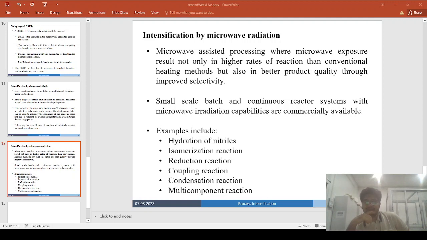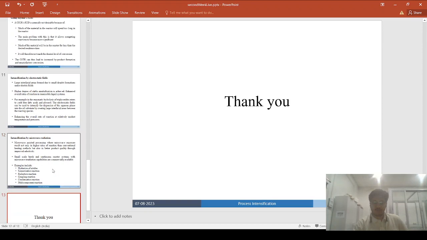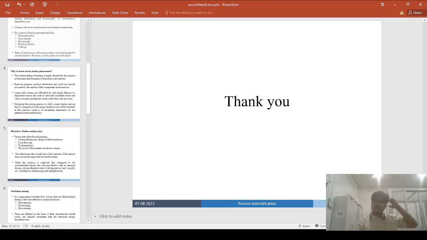Small scale batch and continuous reactor systems where microwave irradiation capabilities are commercially available. The examples include the hydration of nitriles, isomerization reaction, reduction reaction, coupling reaction, condensation reaction, and multi-component reaction. So these are some of the systems that can be intensified using microwave radiation processes. So yeah, these were the process intensification.